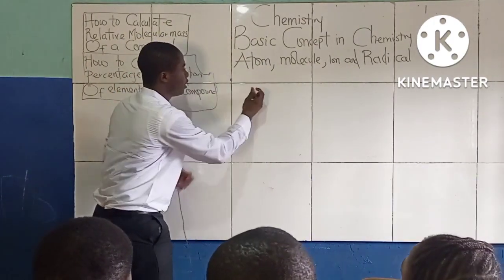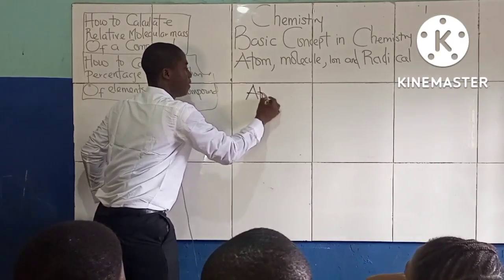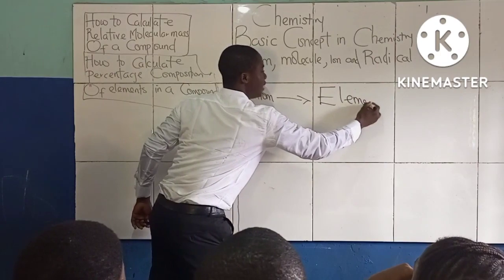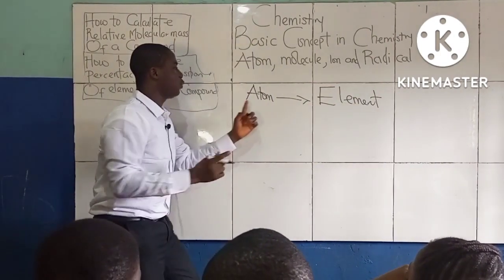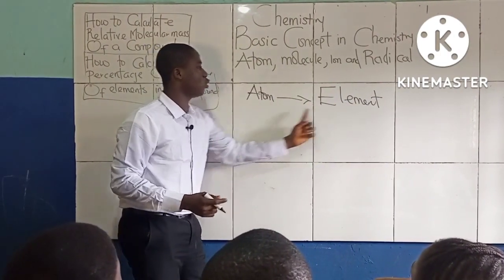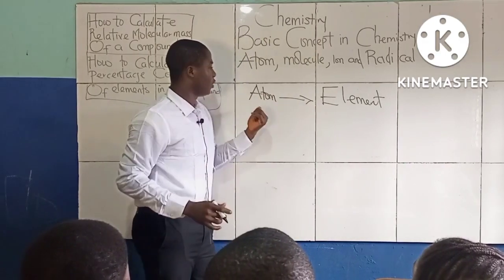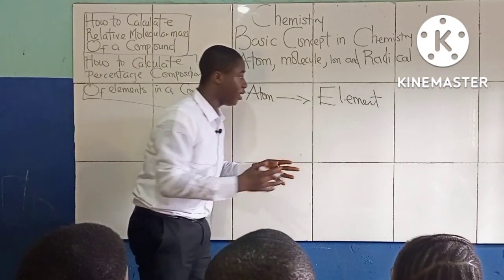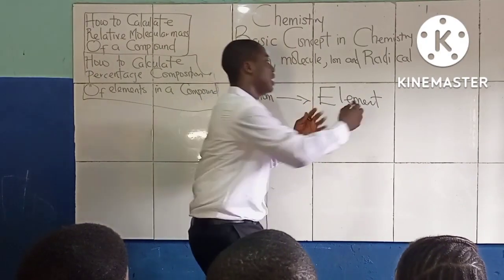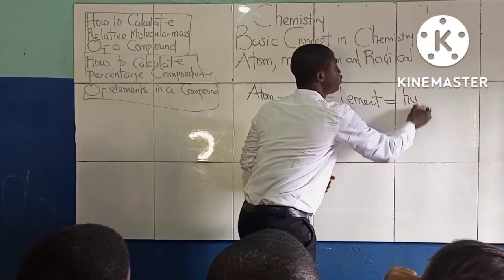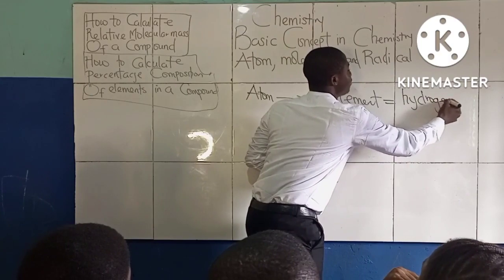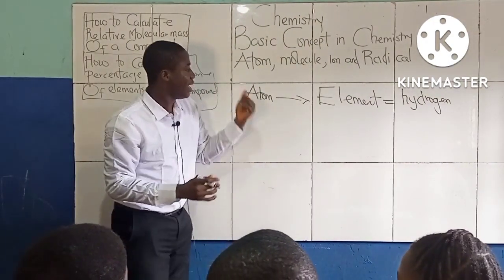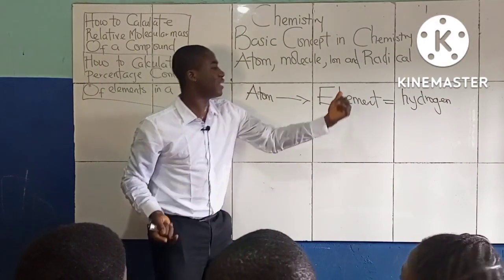Now watch. An atom is the smallest particle of what class? An element. Very nice. Did we say an atom is the smallest particle of a compound? No. We said an atom is the smallest particle of what? An element. And we already know some basic elements like hydrogen. Looking at hydrogen, is hydrogen an element? Yes. So the point here is this: an atom is the smallest particle of an element.